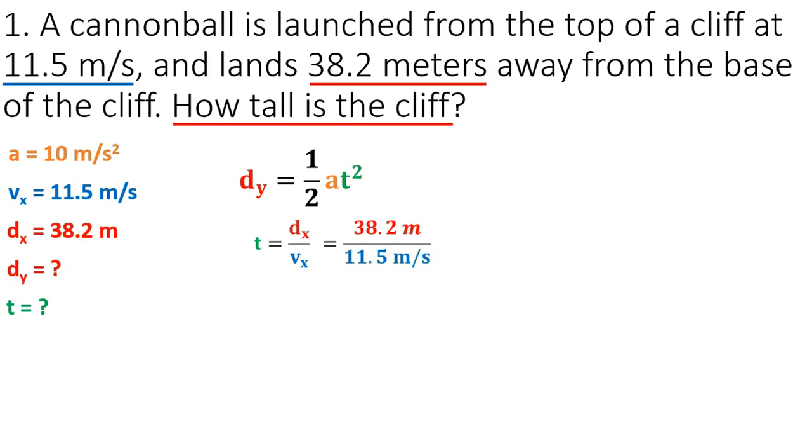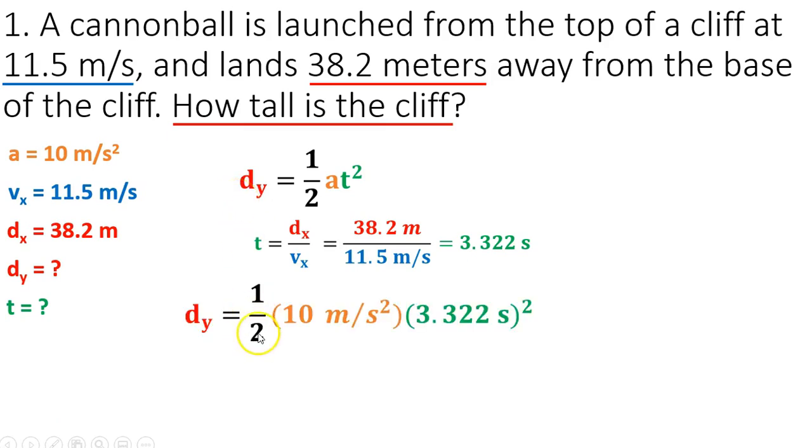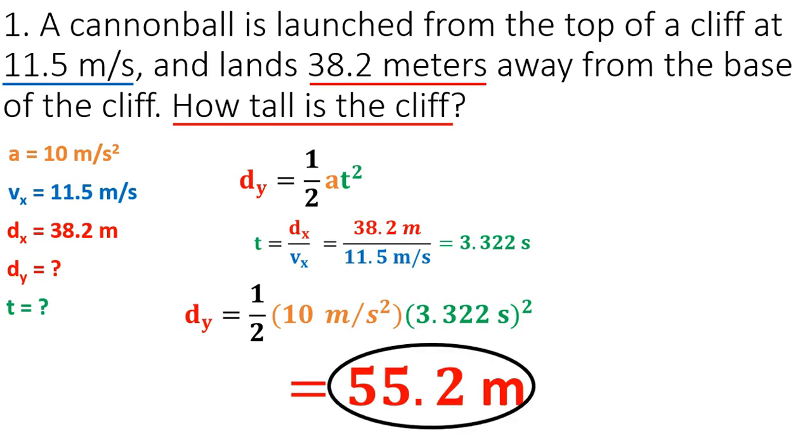Plug in the values that you know, 38.2 meters divided by 11.5 meters per second, and you get a time of 3.322 seconds. Now we can take that time value and plug it into our original equation up here to solve for dy. And we get 1/2 times 10 meters per second squared times 3.322 seconds, squaring that value. If you plug all of that into your calculator, you get a height for the cliff, how tall is the cliff, of 55.2 meters.